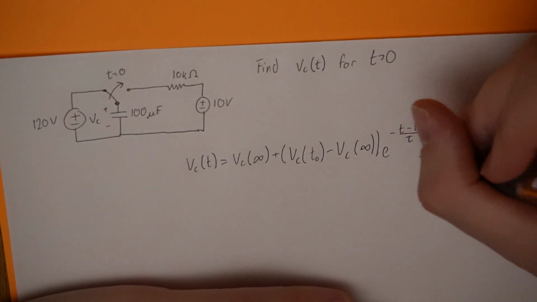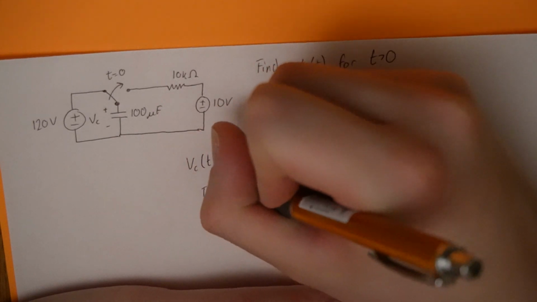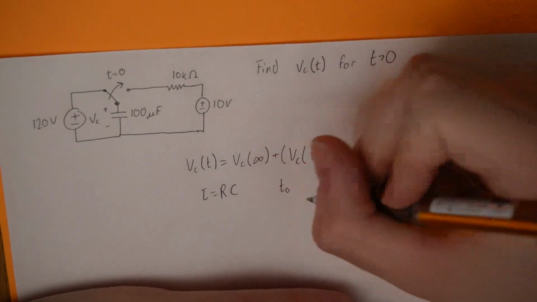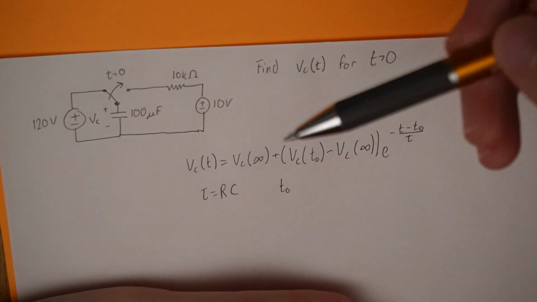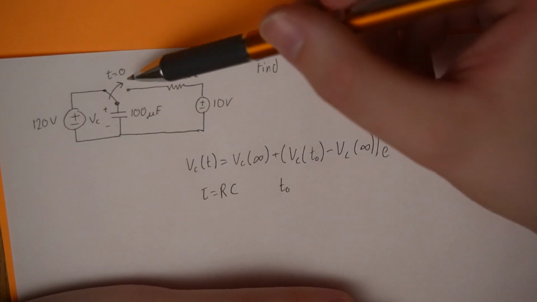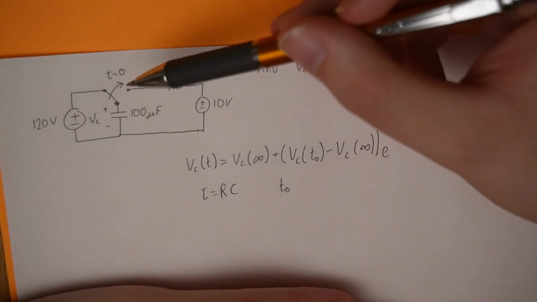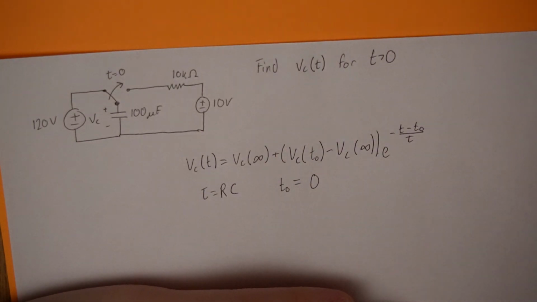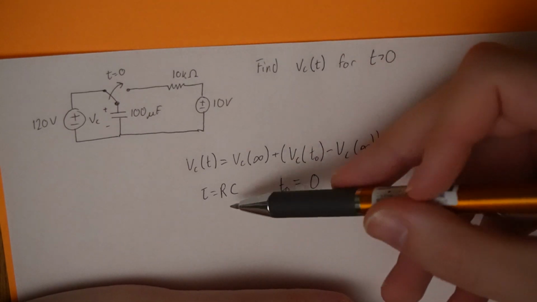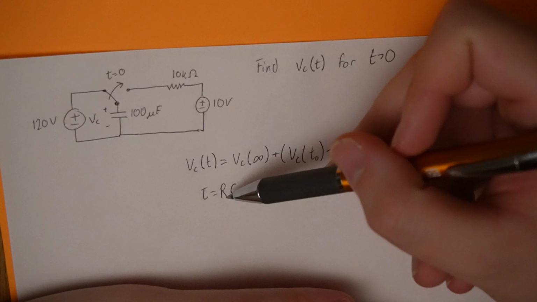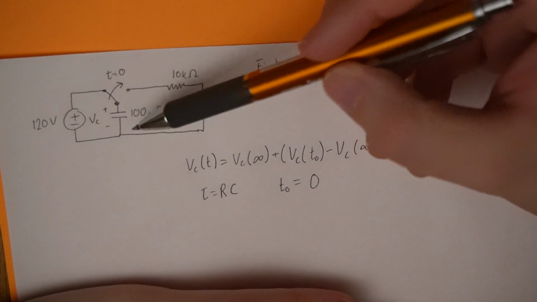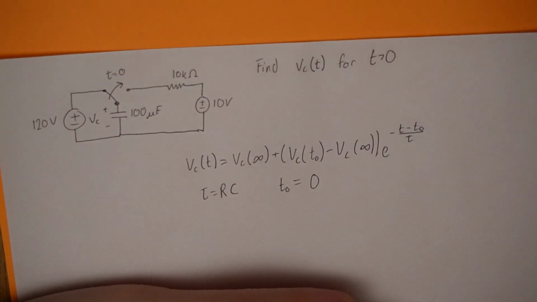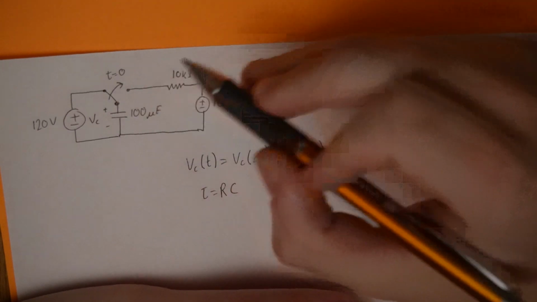Important things to know: tau is equal to RC, and it's dependent on the structure of our circuit. T0 is a switching time. So when does the switch activate? Because in some problems, your switch might not switch at time 0, which will cause you some problems in your math. So T0 in this problem is 0, so it makes it a little bit easier on us. C is just the capacitance. R will come from what the capacitor sees in terms of resistance when the circuit is in its operating mode, when the switch is closed.